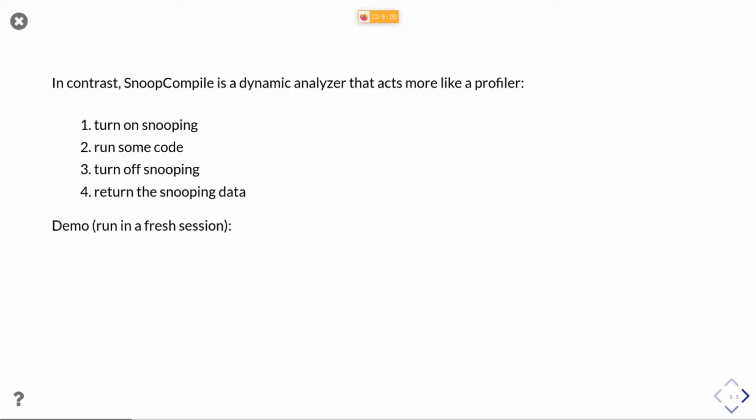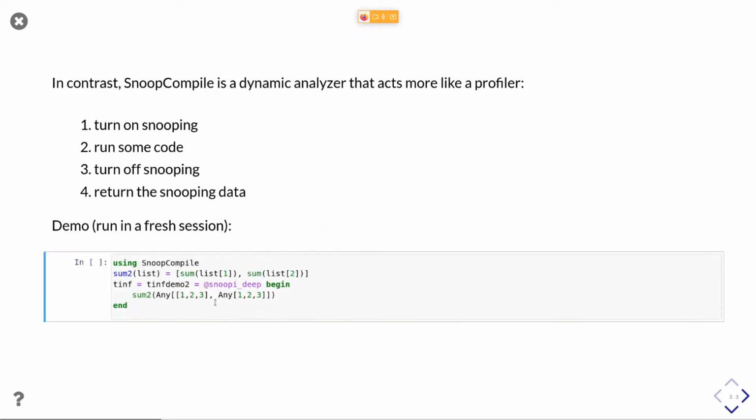It really acts much more like a profiler. It basically turns on snooping, which turns on a special mode inside of Julia's type inference engine, in which it starts logging everything it does. And then you just run your code, and all the while that your code is running, any new inference is getting logged to the log file. And then you turn off snooping to go back to normal execution mode, and then SnoopCompile will return the data on the snooping rather than the outcome of whatever computation or process you launched. And so we can demonstrate this quite easily.